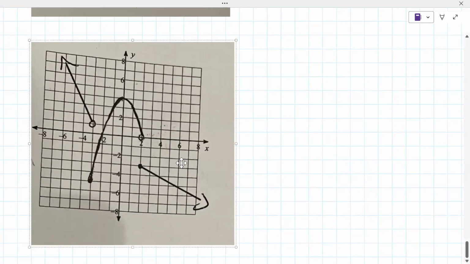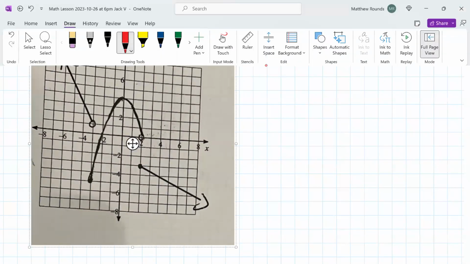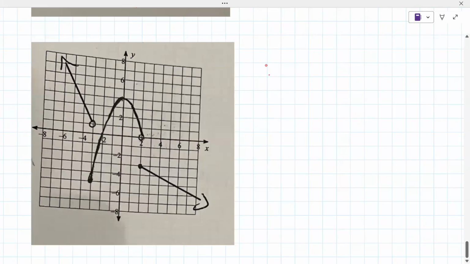All right. To me, there are two places where there's middle behavior. Can you give me those x values where you believe that there could be middle behavior? Yeah, I'm thinking -3. Agreed. They're at -3. And then what's the other one? x equals 2. Okay.